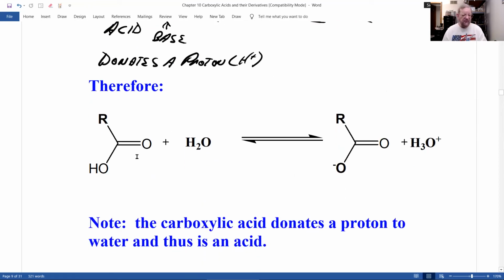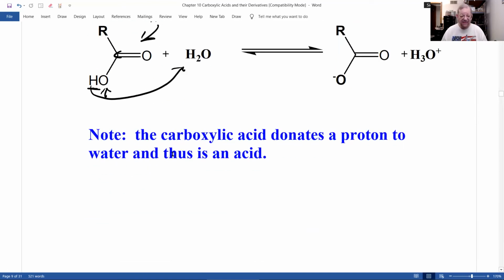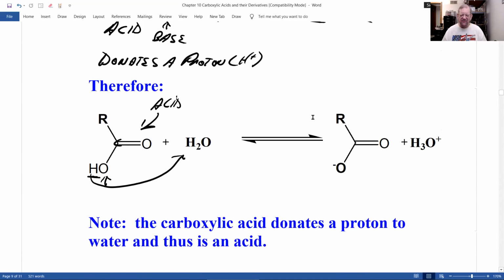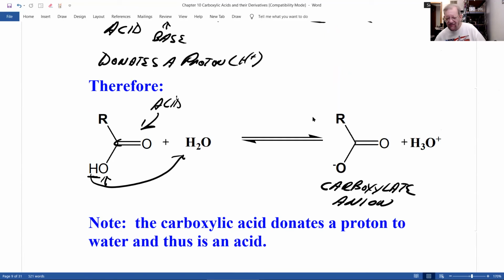Notice in a carboxylic acid, the proton comes from the hydrogen on the hydroxyl group attached to the carbonyl. And this goes to the water, and that's why this is called an acid, because it donates a proton. I even have it on the slide. The carboxylic acid donates a proton to water and thus is an acid, which is why it's called carboxylic acids. Oh, one thing I should point out, and I'll talk about it later, this right here is called the carboxylate anion, because if you look here, it has a negative charge. That makes it an anion.